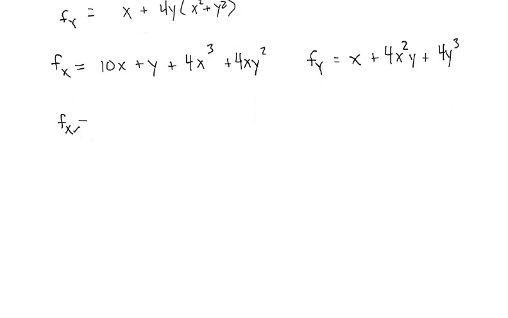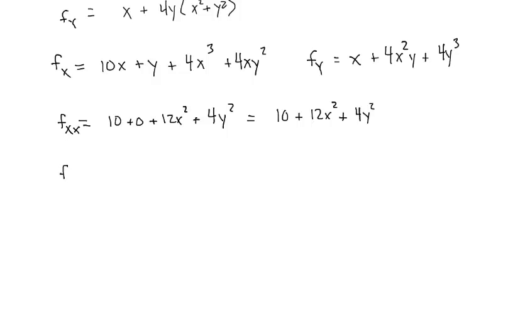And now let's look at all the second order partials. So we have f of xx, which is equal to, so we start with f of x and we take the derivative with respect to x. So the first term is 10. Y is a constant, so it's 0. 4x cubed turns into 12x squared. And then we have 4xy squared. And remember, 4y squared is all constant, and the derivative of x is 1. So we're left with plus 4y squared. And we can simplify to 10 plus 12x squared plus 4y squared.